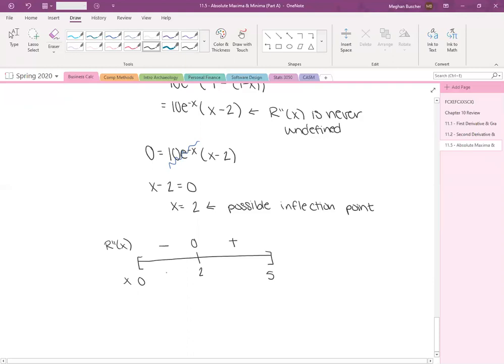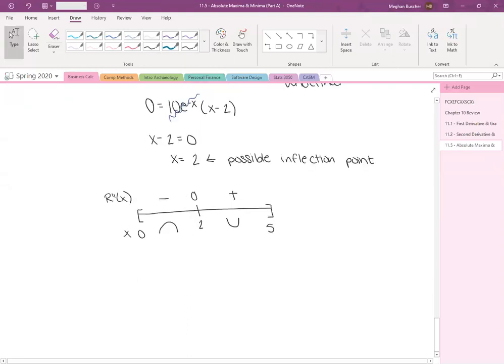So that tells us, remember, when you're positive, you are smiling, and when you're negative, you're frowning. Okay? So where are we concave up, and where are we concave down? We're concave up from 2 to 5 and concave down from 0 to 2.